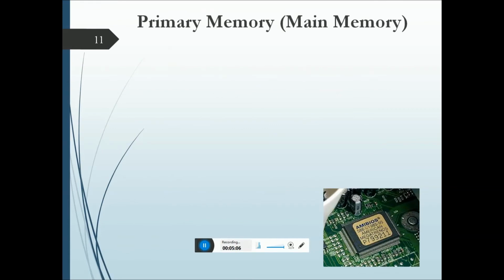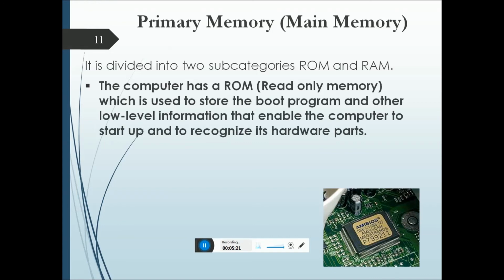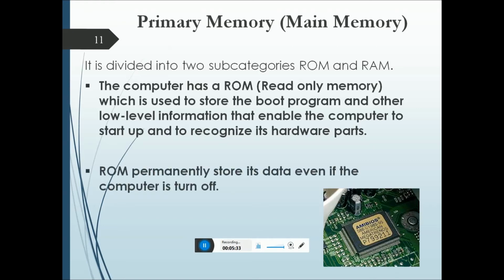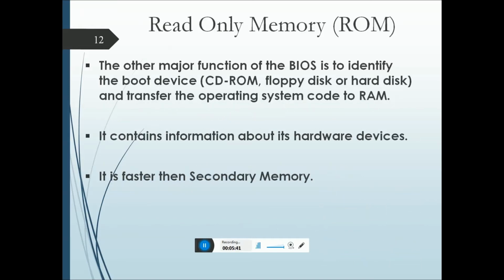Primary memory, otherwise also called main memory. This is where the BIOS is; I will show this picture, this place. It is divided into two kinds of storage, ROM and RAM. The computer's ROM, read-only memory, is used to store the boot program and other low-level information that enables the computer to start up and recognize its hardware parts. ROM permanently stores data even if your computer is turned off.